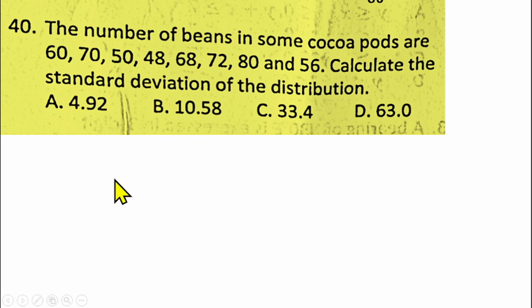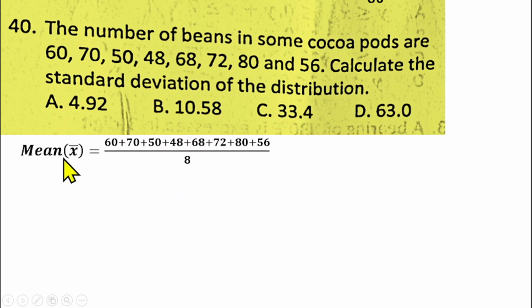Before we can find standard deviation, we will need the mean of the data. So if I calculate the mean, which is called x bar, how do we find the mean of this data? You add them together and divide by the number of data. We have 1, 2, 3, 4, 5, 6, 7, 8. Add those data together and divide by 8. That will give us 63. So the average, or mean of the data, is 63.